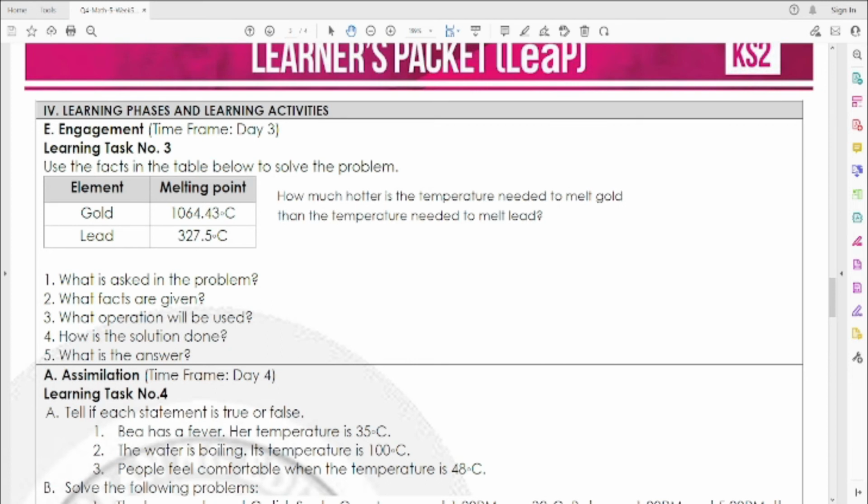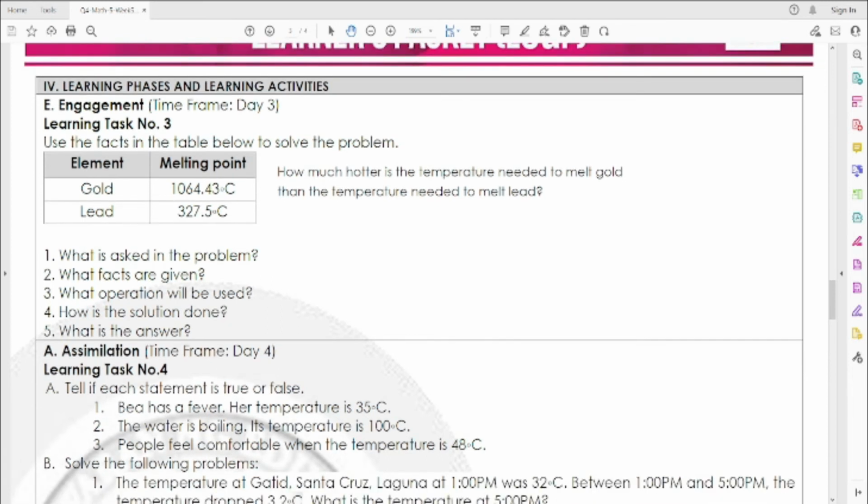Let's further answer the other questions. Number 1, what is asked in the problem? Number 2, what are the facts given? Number 3, what operation will be used? Number 4, how is the solution done? And number 5, what is the answer?